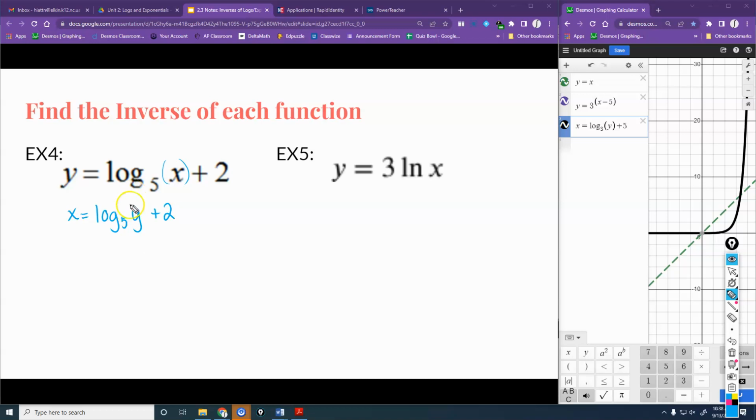Okay, and it may be helpful even to put those parentheses there so we know. So this 2 over here, can we get rid of it? Yes, we can get rid of it because it's not inside of the log. We're just going to subtract 2, subtract 2. So x minus 2 is going to equal log base 5 of y.